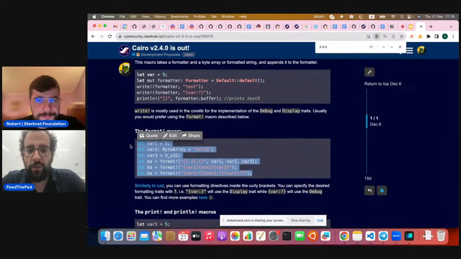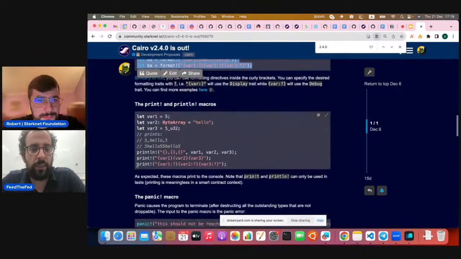Still missing from byte arrays is the ability to store byte arrays or strings in the contract storage. But this, I think, will very soon be merged on main, which means that if you're using Scarb nightly, you will soon already be able to store strings and not have to wait for the next Cairo version. Yeah, so these are byte arrays and strings.